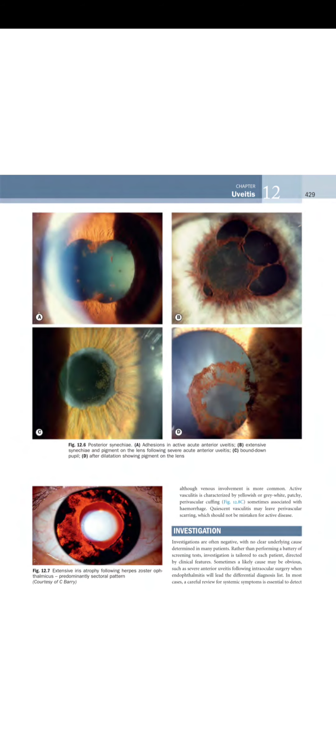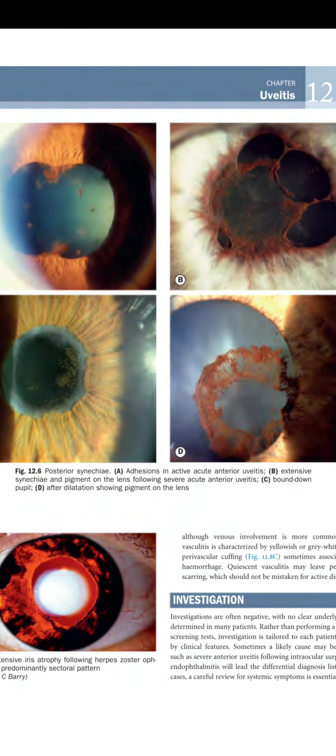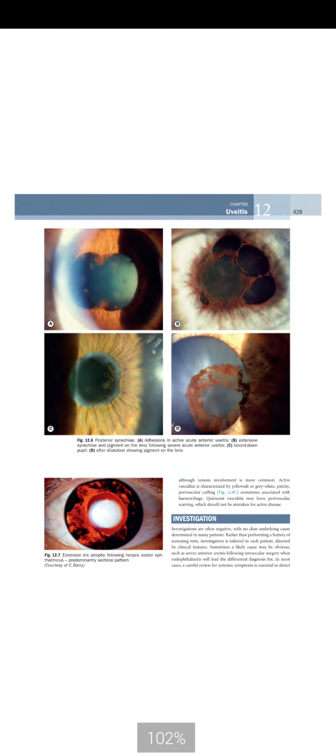So this is the posterior synechiae. A is showing adhesion in active and acute uveitis. B is showing extensive synechiae and pigment on the lens following severe acute anterior uveitis. C is showing a pinned-down pupil. D is showing the pupil after dilatation, with pigments on the lens.